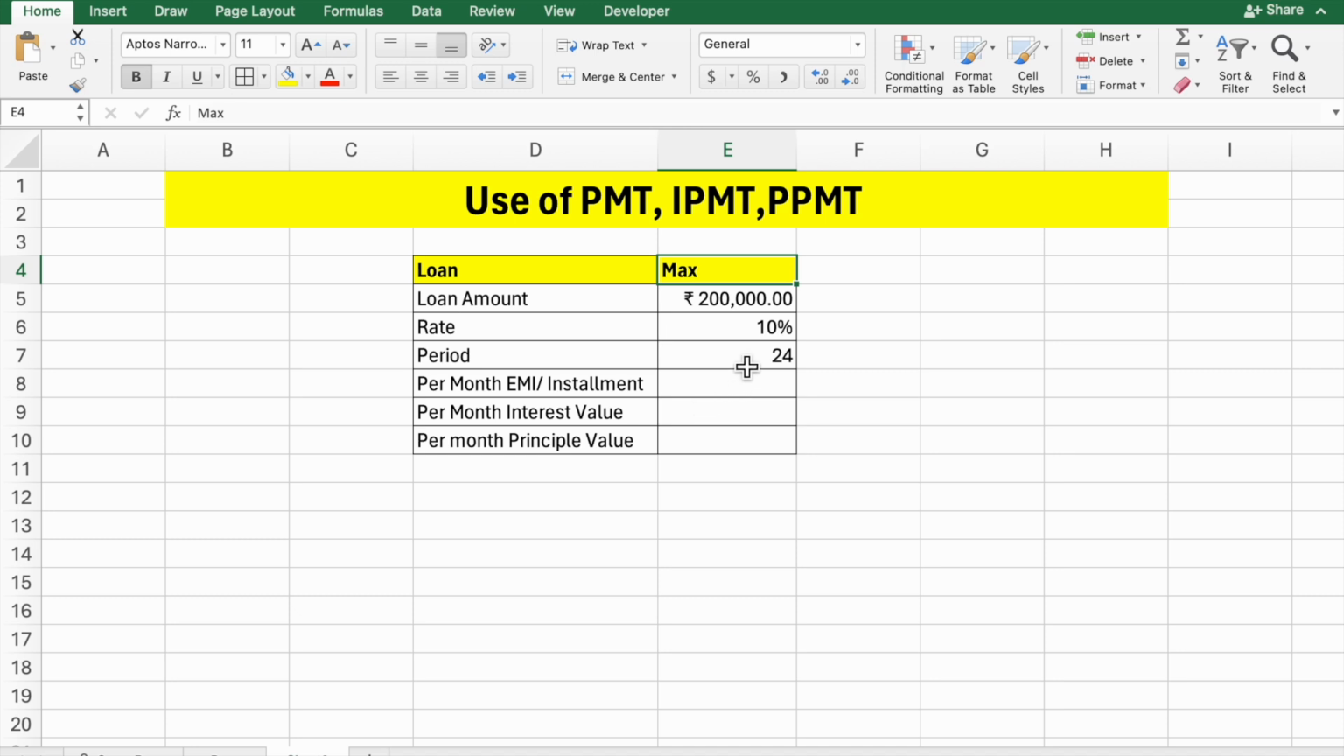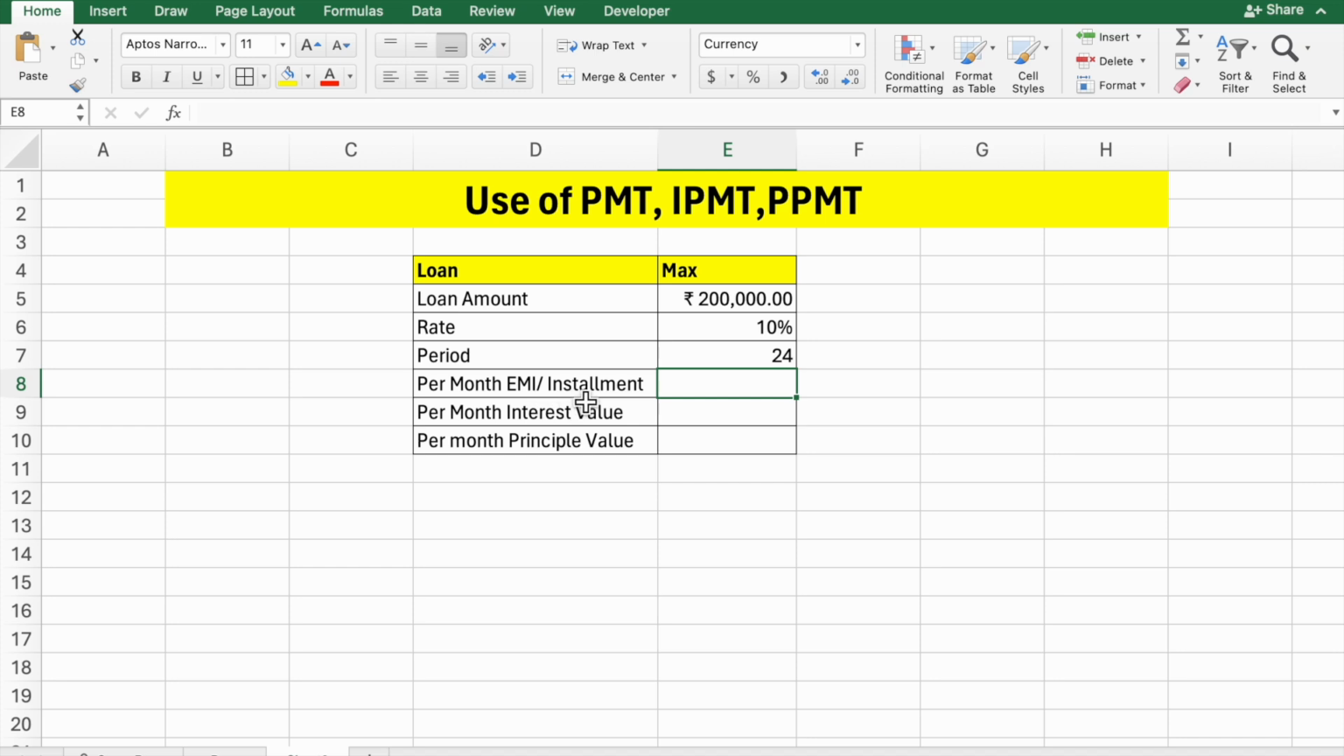So we will find out the per month EMI, meaning installment, how many rupees Max has to pay to the bank per month, then the per month interest value. So in the EMI amount, how much is he paying as interest value and how much as principal value. Okay, so how to count that? Here are three formulas: PMT, IPMT and PPMT, by which he can easily find out. First we find out the per month EMI or installment.